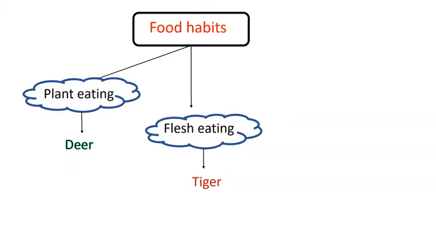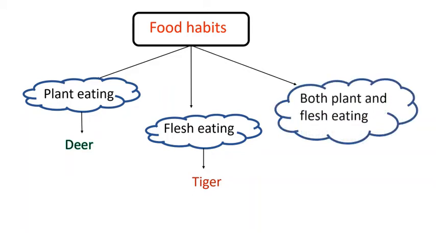Such animals are called carnivorous animals. And some animals eat both plants and the flesh of other animals. For example, bear, cat, dog, crow, etc. So such animals are called omnivorous animals.